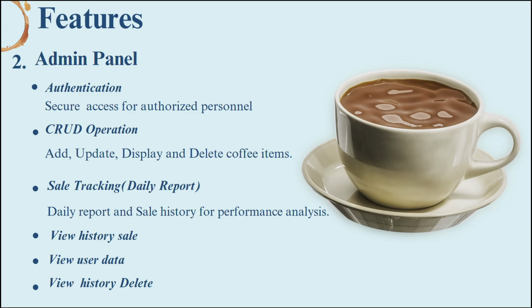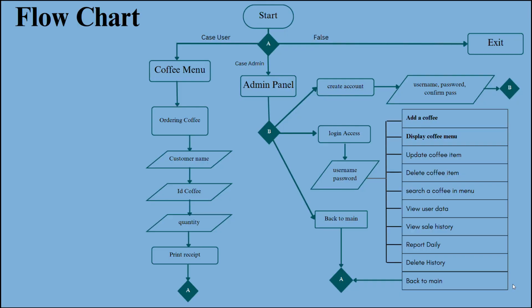Then we have view user data. In this point, it will show you the name of user or staff, username of user or staff, and password. Then finally, we have view history delete. In this part, it will show you how many coffees you have deleted. We can view only. Now go next to flowchart.